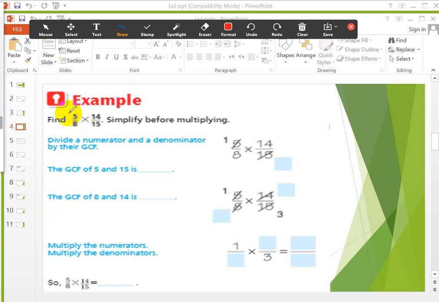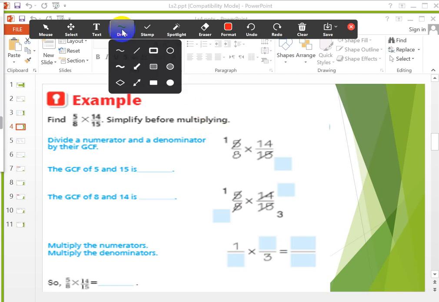Let's multiply 5 over 8 and 14 over 15. Okay, I want to simplify before multiplying. Simplify before multiplying. How will I do that?